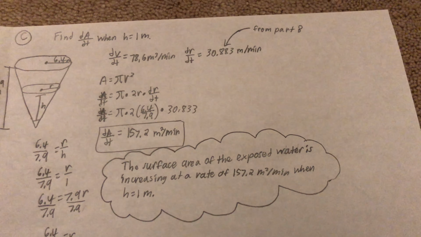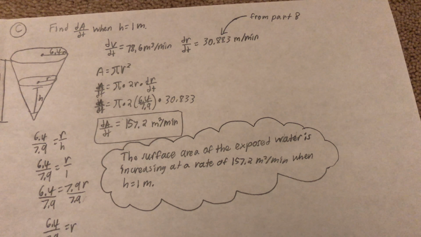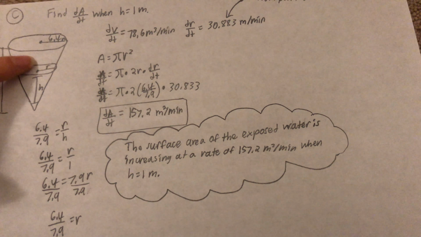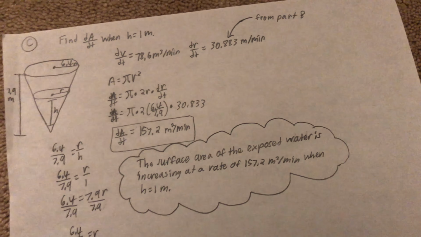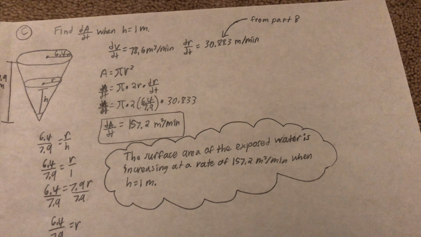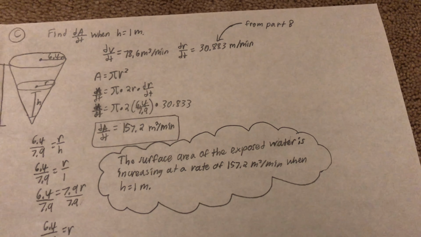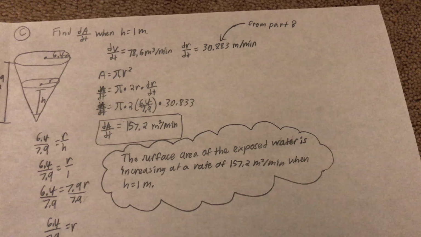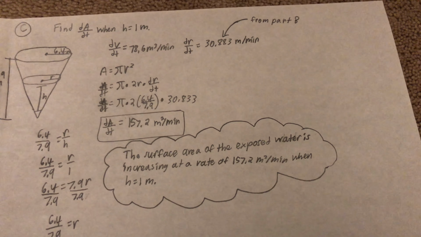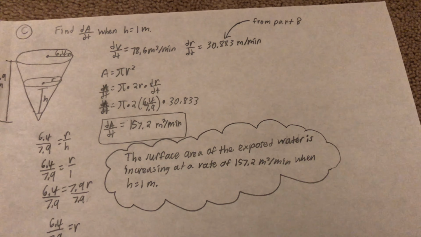For part C, we're asked to find the rate at which the surface area of the water is changing when the height or the depth of the water is 1 meter. The surface area is the same thing as the area of the circle here, and we are still given that the rate at which the volume is changing is 78.6 meters cubed per minute, and we know from part B that the rate at which the radius of the water is changing is 30.883 meters per minute.